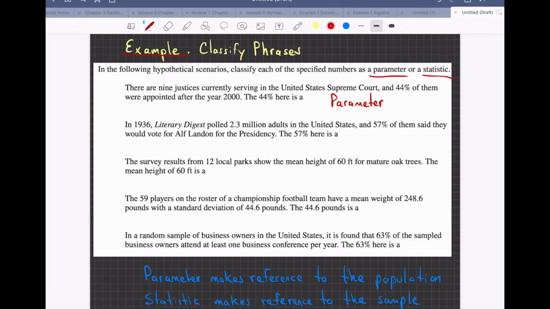The second one. In 1936, Literary Digest polled 2.3 million adults in the United States. So notice, with this word, it's very likely we're talking about a sample. And actually, it's a sample of all the adults in the United States. So for sure, this has to be a statistic. And 57% of them said they would vote for F. Landon for the presidency. The 57% here is a statistic.